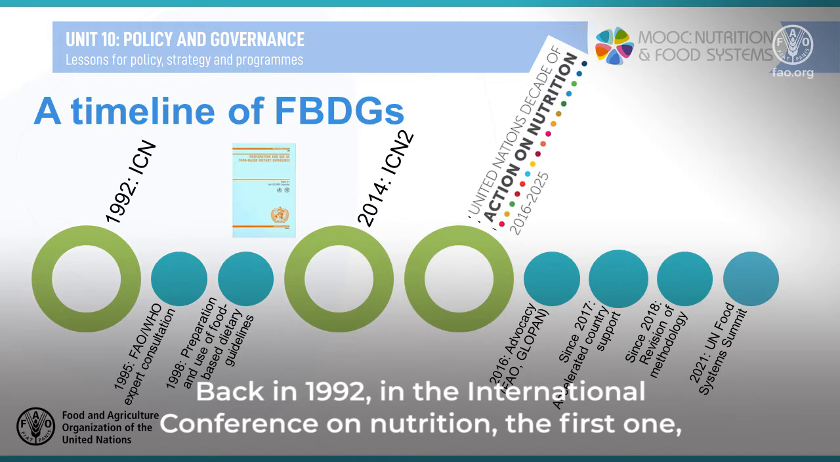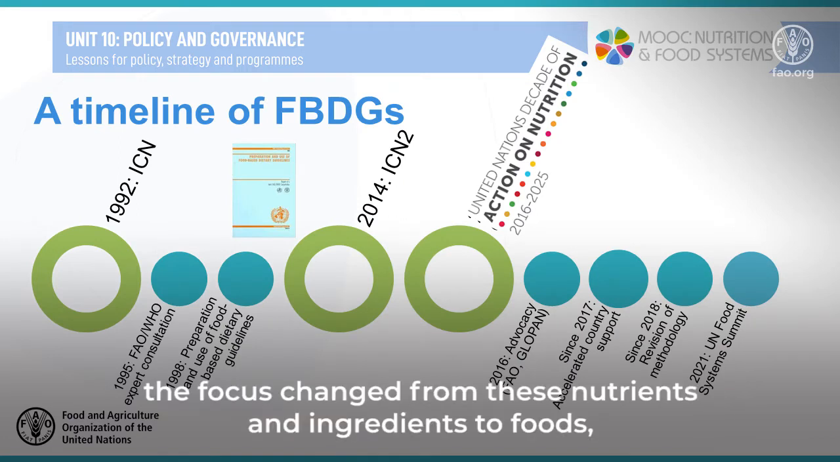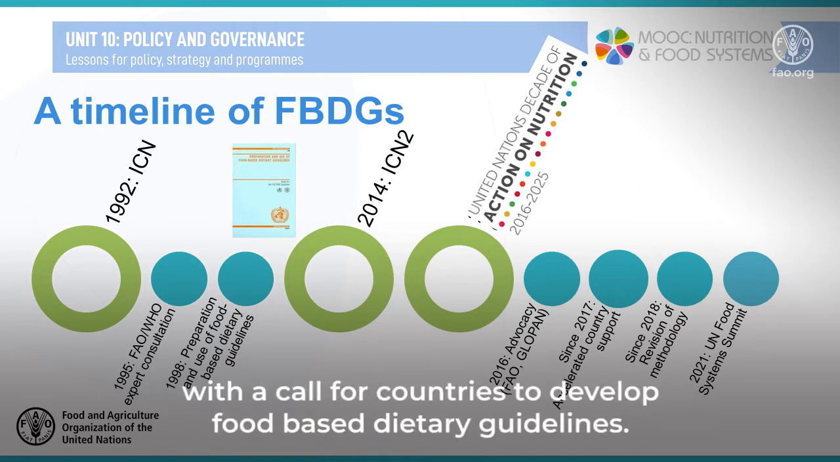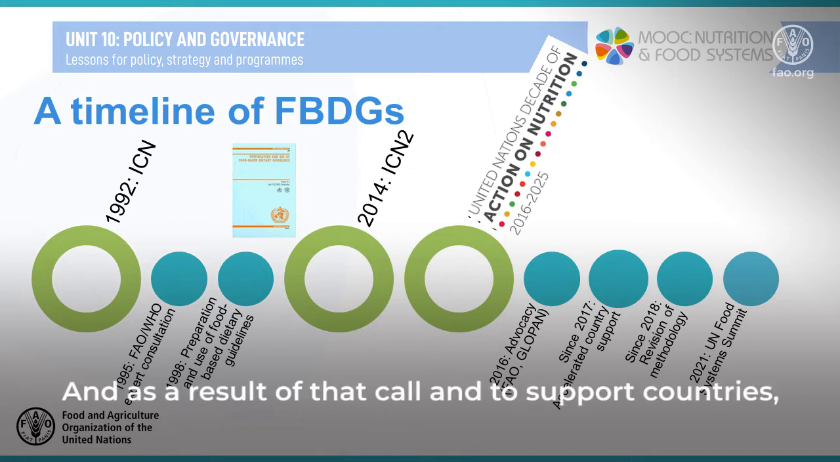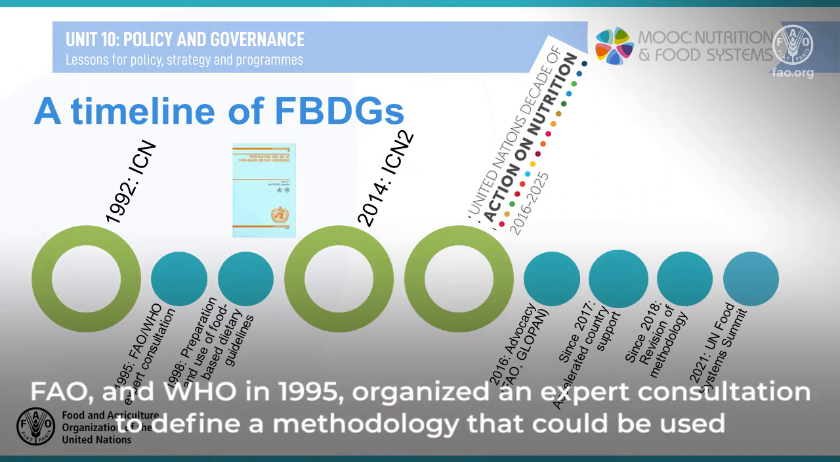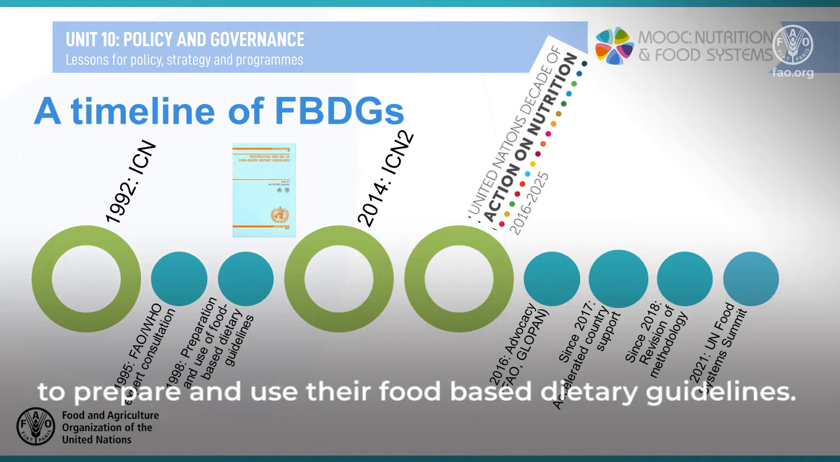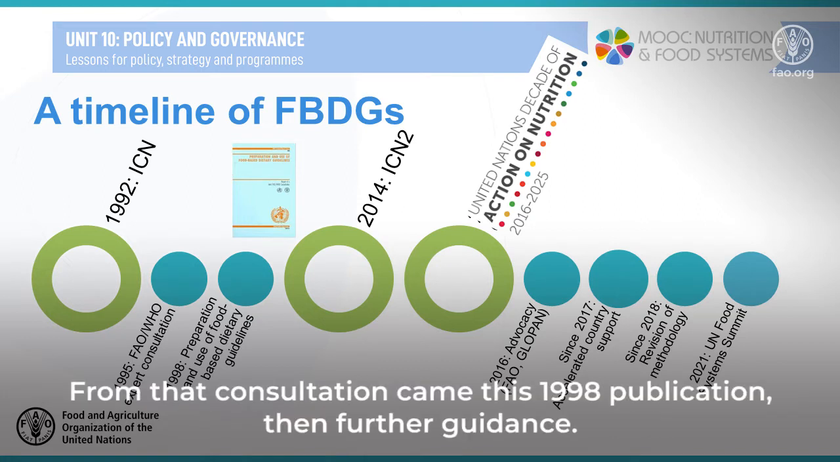Back in 1992, in the International Conference on Nutrition, the first one, the focus changed from these nutrients and ingredients to foods, with a call for countries to develop food-based dietary guidelines. As a result of that call, and to support countries, FAO and WHO in 1995 organized an expert consultation to define the methodology that could be used to prepare and use food-based dietary guidelines. From that consultation came this 1998 publication, and then further guidance.